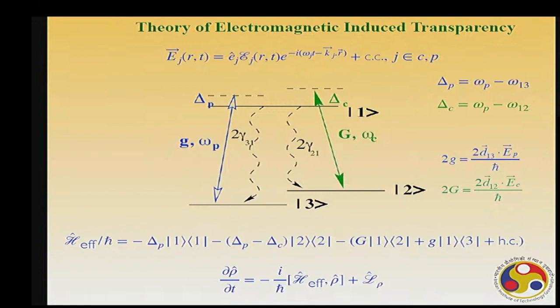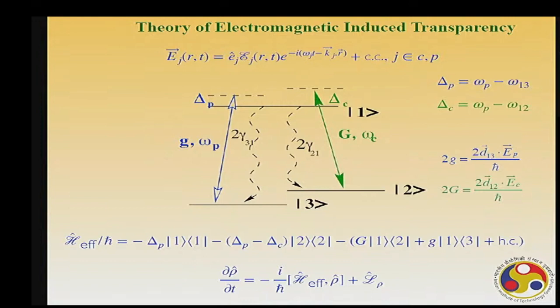One path is a direct transition in the presence of the probe and control field, 3 to 1, right? Another path would be 3 to 1, then from 1 the control field brings it down to 2, and then the control field also takes it to the excited state. So we have two paths: one is the 3 to 1 direct path, another is 3 to 1 to 2 to 1, and these two paths are going to interfere. If the phase between the two paths differs by pi, then you are going to have destructive interference, and you are going to get a transparency instead of that absorption.